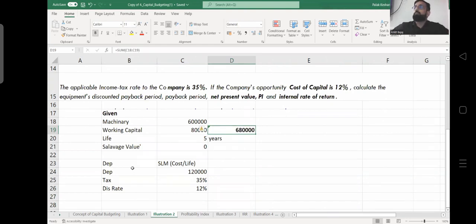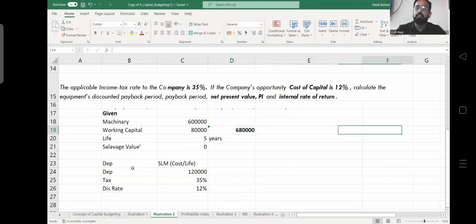Now, when I prepare the table, at the top I will write down year zero, and there I will write down an outflow of 6,80,000 rupees, right? Are you able to understand? When we prepare the table of cash flow across years, we show upfront that 6,80,000 is the cash outflow. That expense I have already shown in the first year, so why would I charge depreciation again?